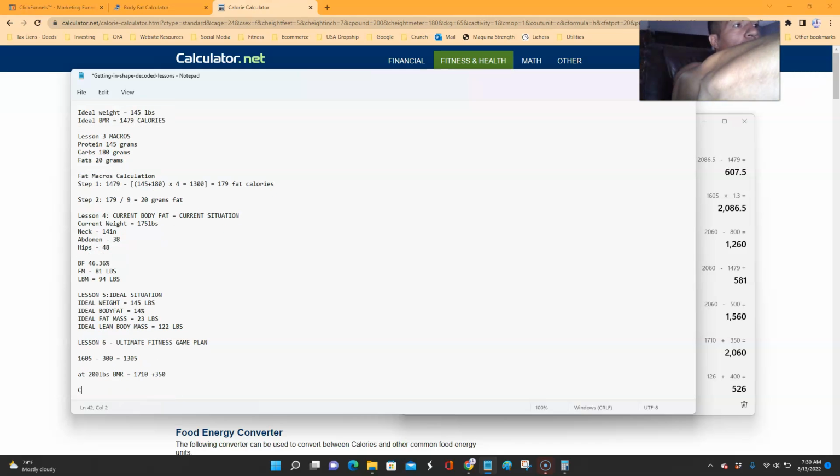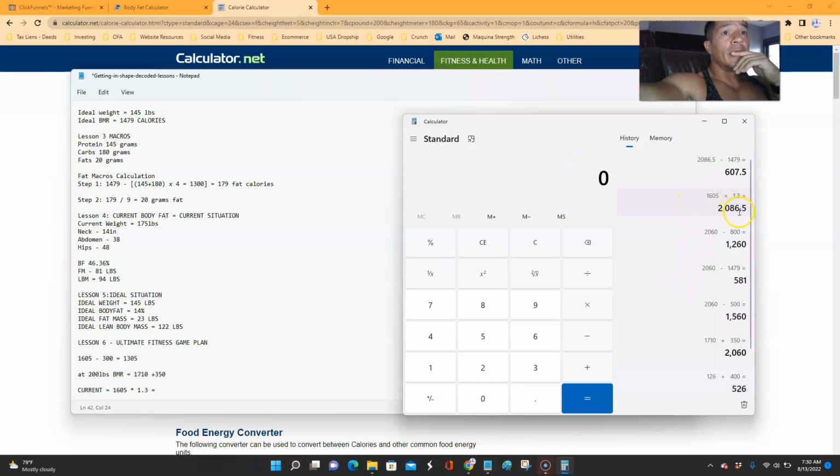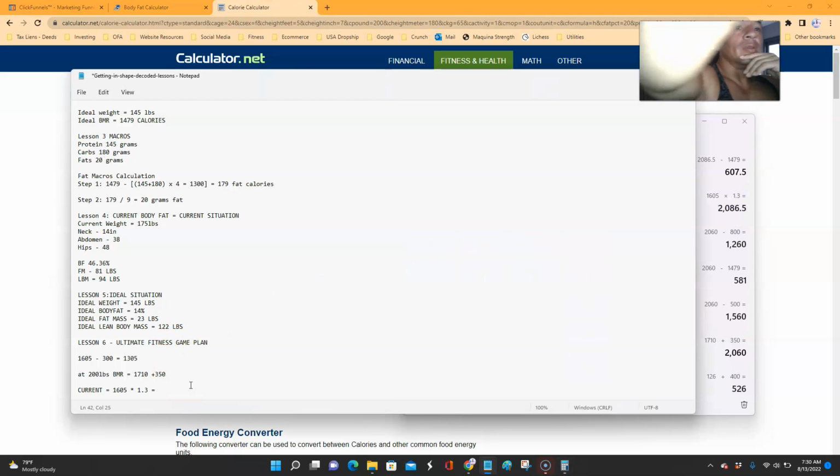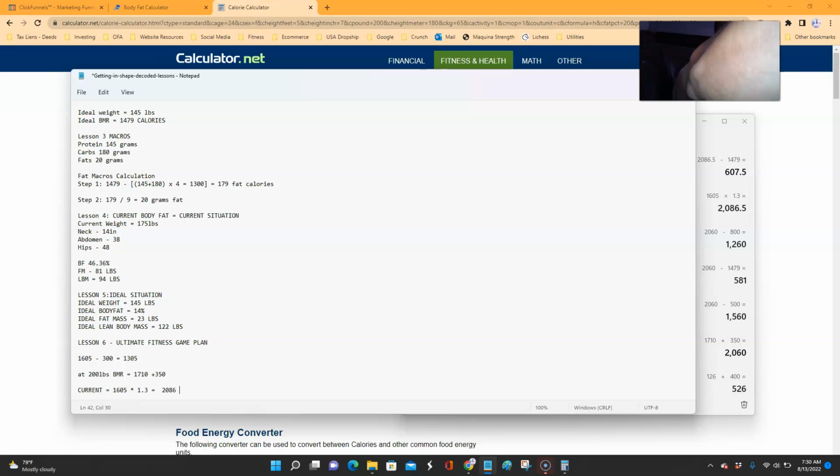So in her current situation, she's going to be burning 1605 times 1.3, which equals 2086. And then if we subtract 1479, which is her ideal, that gives us 581. That's the deficit she's going to create at the beginning when she's 175 and training for an hour.